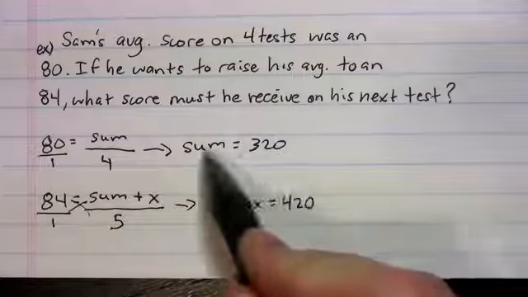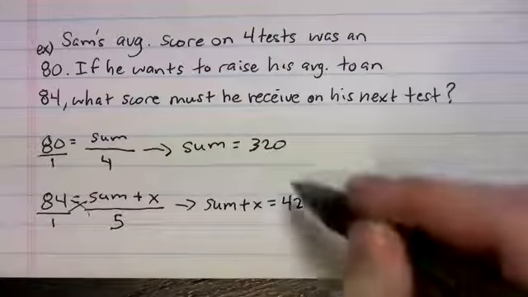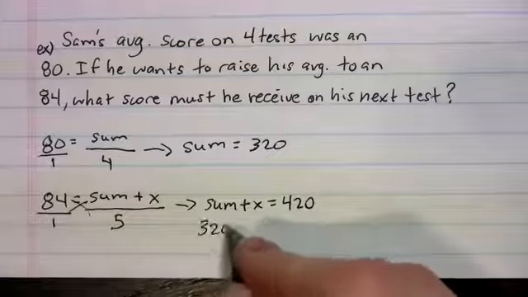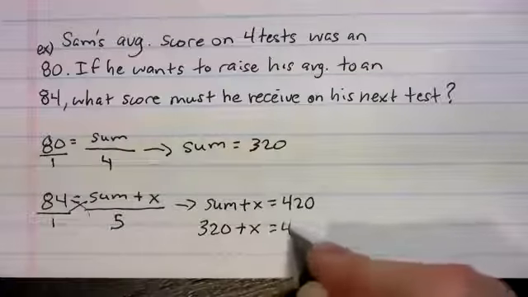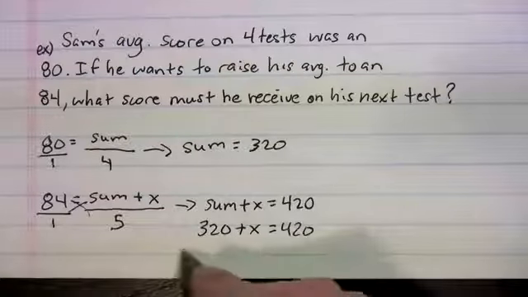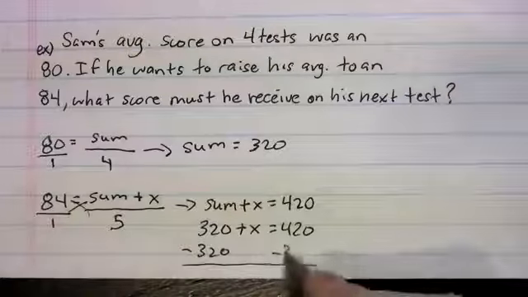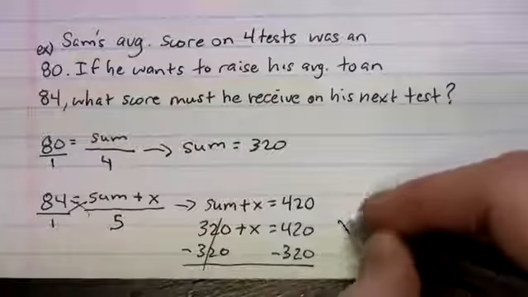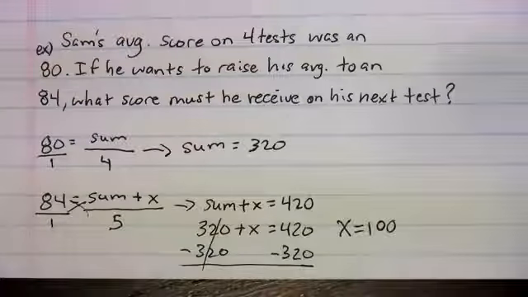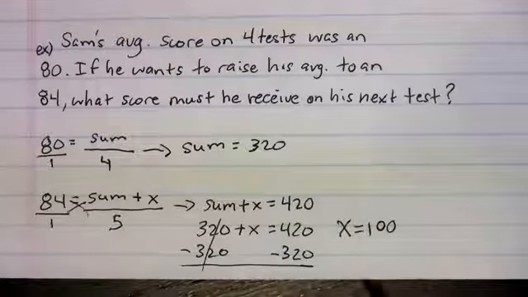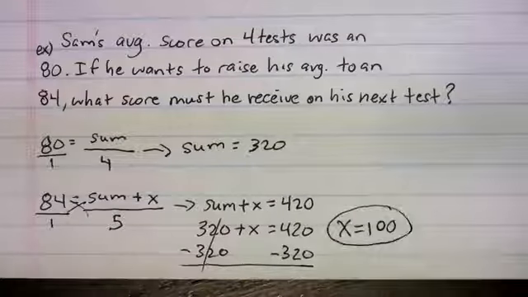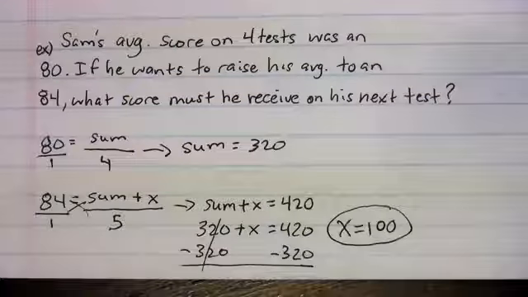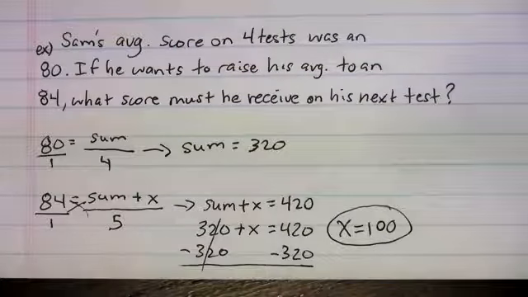We know our sum is equal to 320, so we could plug that in, right? Here's our sum. Let's plug that into the other one. So 320 plus x equals 420. We're going to minus the 320, minus the 320, crosses out, and 420 minus 320, x equals 100. So this guy Sam, he has to get 100 on his next test to raise his average from an 80 to an 84.